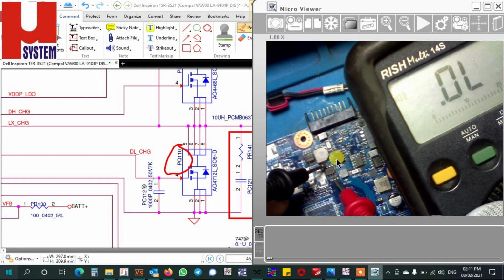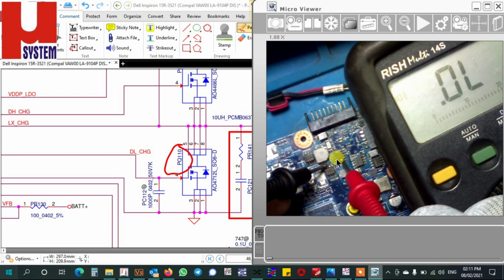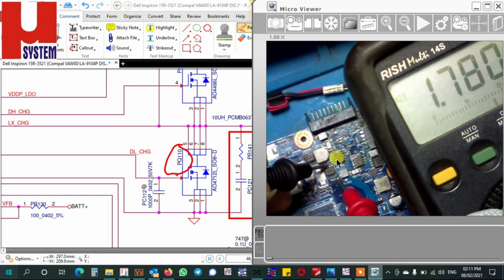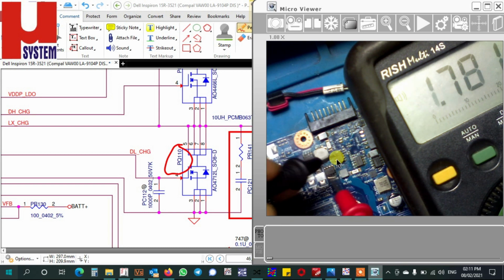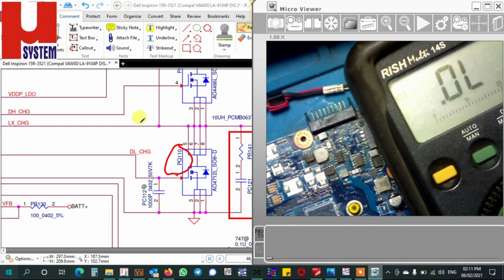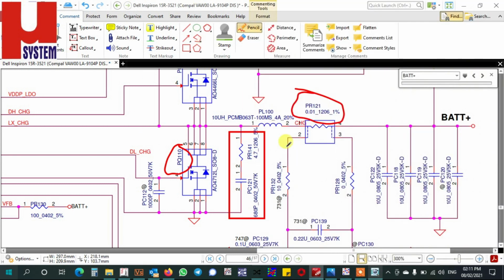We have to check another MOSFET for charge. Those are two MOSFETs, 1 and 2. Now I'm checking the second one. It's showing me high resistance. This MOSFET is okay. So we can assume that this MOSFET is short. But with the drawing, we can check it. Another point is also there.